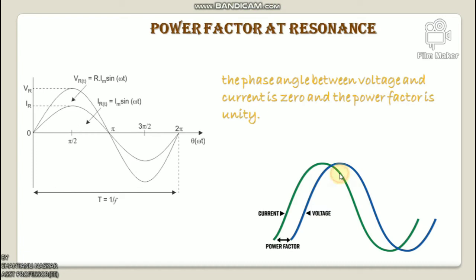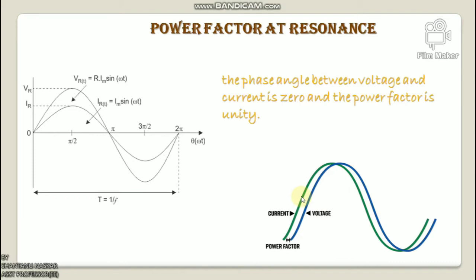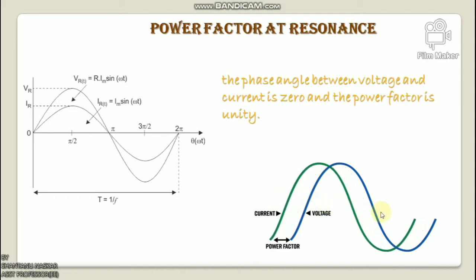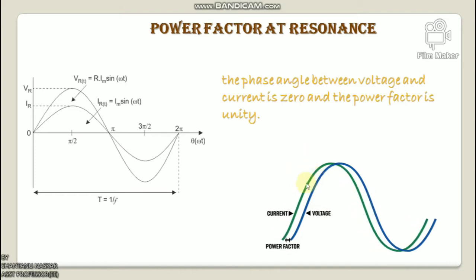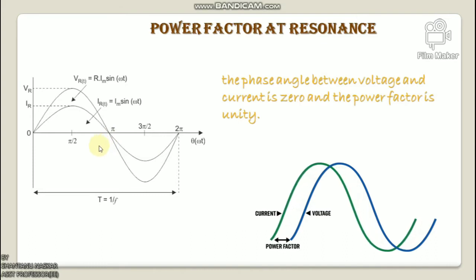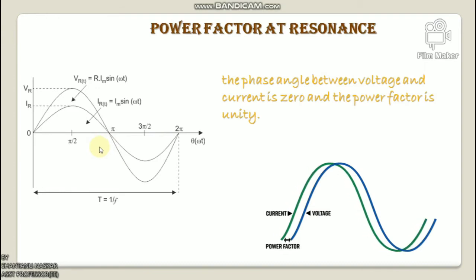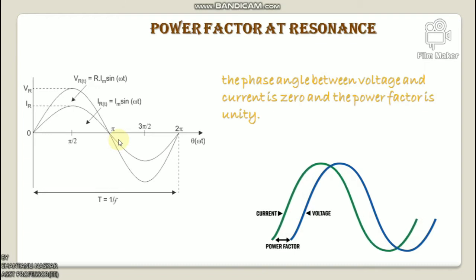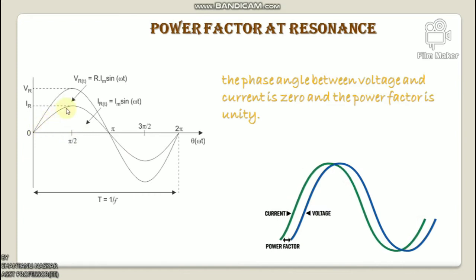Now discuss the power factor at resonance. At resonance, the inductive reactance is equal to the capacitive reactance. We all know that, and hence the voltages across the inductor and capacitor cancel each other. The total impedance of the circuit is resistance only. So the circuit behaves like a pure resistive circuit, and we know that in a pure resistive circuit voltage and current are in the same phase. Look here.